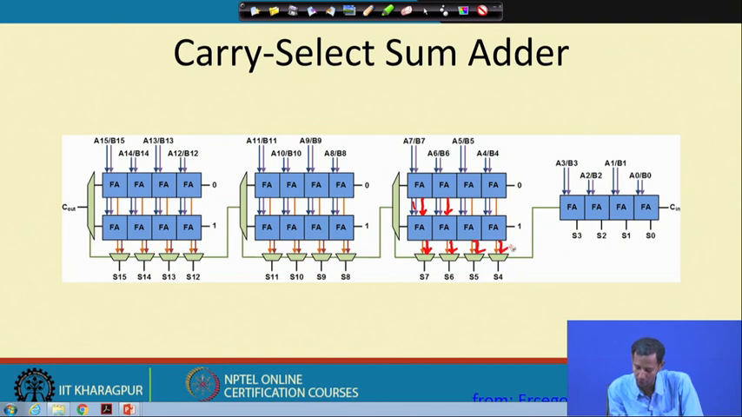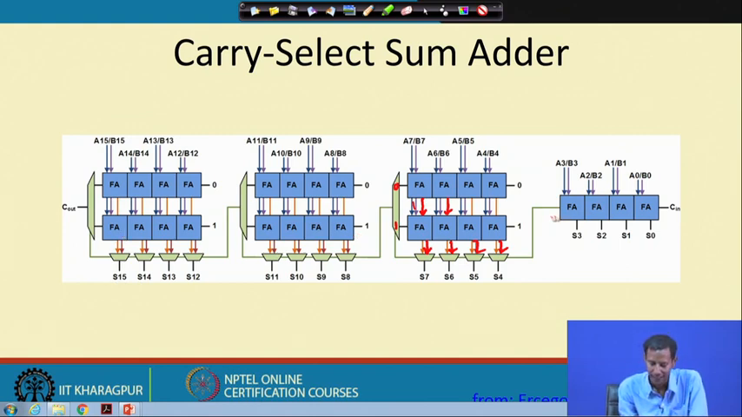1 only. And whatever is the carry output from this particular block, this is for 1, this is for 0. So, this carry output again will come over here for the next 4-bit group, and again this will choose based on the same logic.